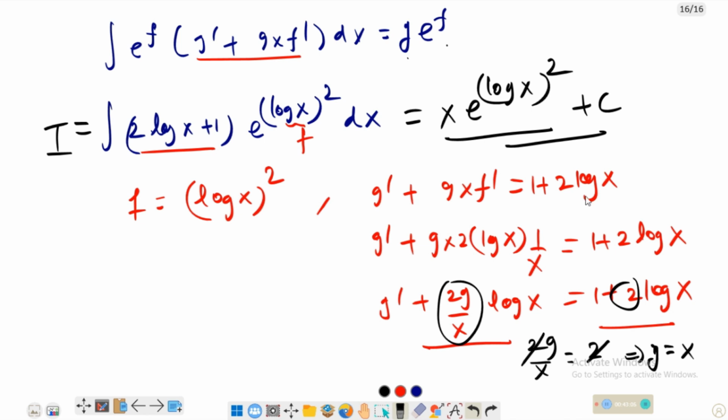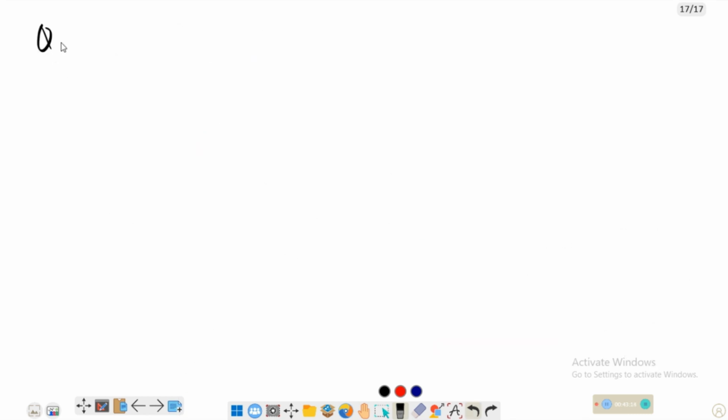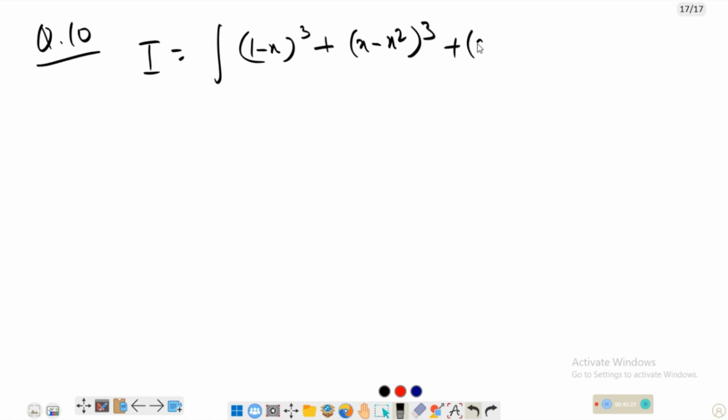Okay, so we move on to question number 10. Question number 10 is I equal to the integral of (1 minus x) cubed plus (x minus x square) cubed plus (x square minus 1) cubed minus 3(1 minus x)(x minus x square)(x square minus 1) dx. So this is our integrand.